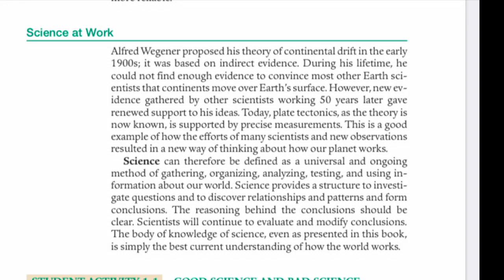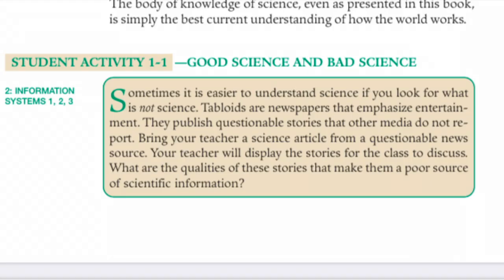Science can therefore be defined as a universal and ongoing method of gathering, organizing, analyzing, testing, and using information about our world. Science provides a structure to investigate questions, to discover relationships and patterns, and to form conclusions. The reasoning behind the conclusions should be clear. Scientists will continue to evaluate and modify conclusions. The body of knowledge of science, even as presented in this book, is simply the best current understanding of how science works.